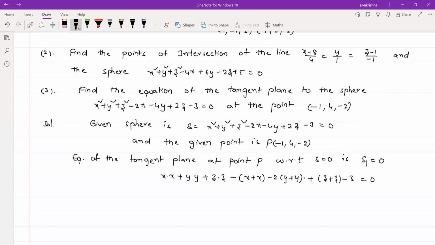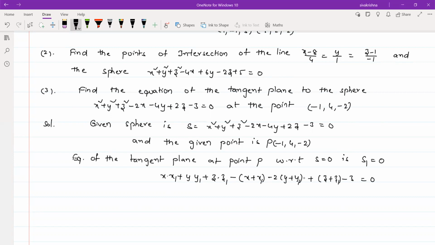Okay. So after writing this step, now we have to write x1. We have to write 1 in the suffix of x. Since we are having x into x, we have to write x into x1. Similarly, y into y1, and z into z1, and also x plus x1, y plus y1, and z plus z1. So this is nothing but S1 is equal to 0. So first we have to split the given equation. After that, we have to write suffix 1. Okay, right? This is nothing but x1.